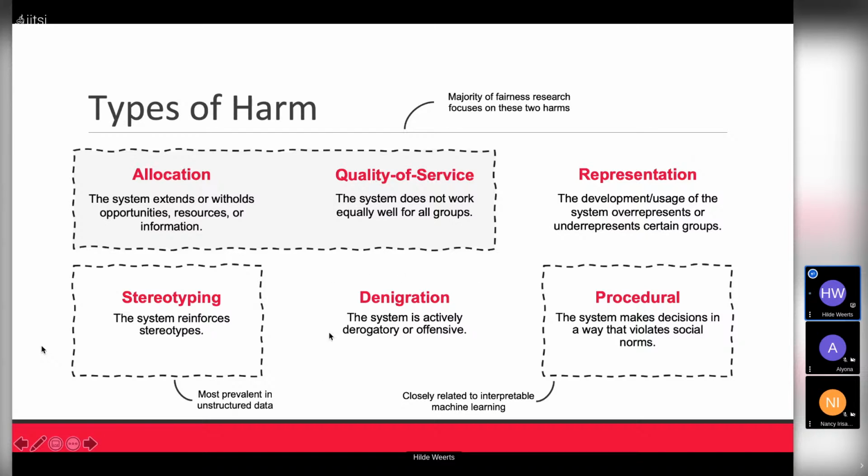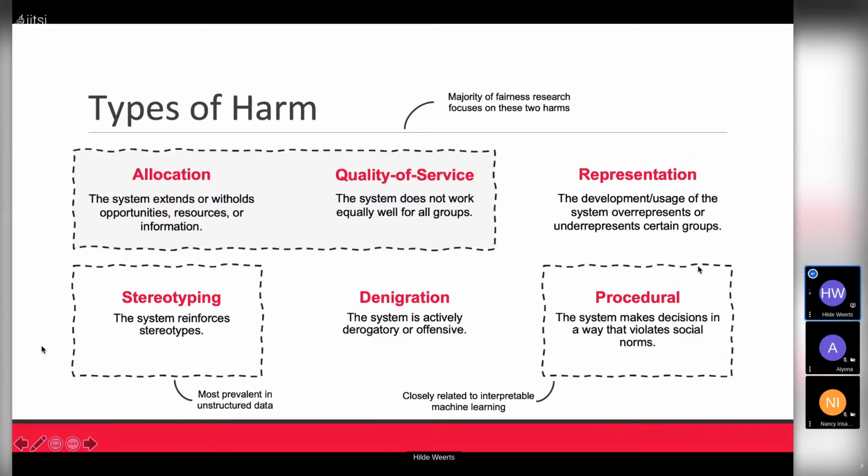Then denigration harm, and this is the case where the system is actively derogatory or offensive. So you can imagine a chatbot that starts spewing out racial slurs. There is also an example of Google Images that tagged a photo of two African American people as gorillas, which is obviously quite offensive.